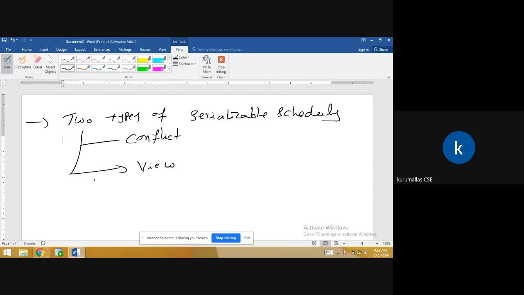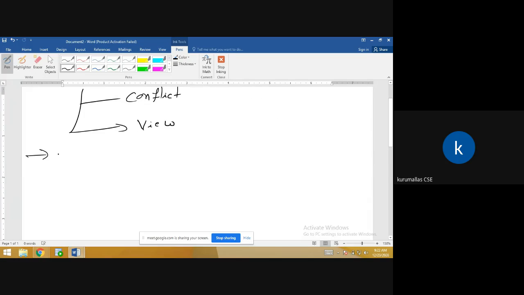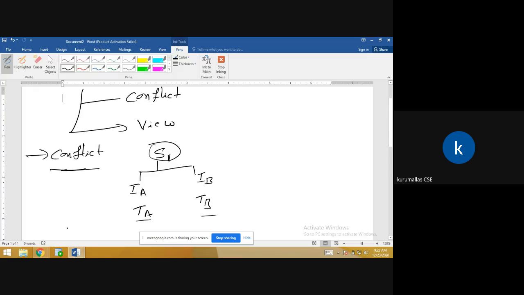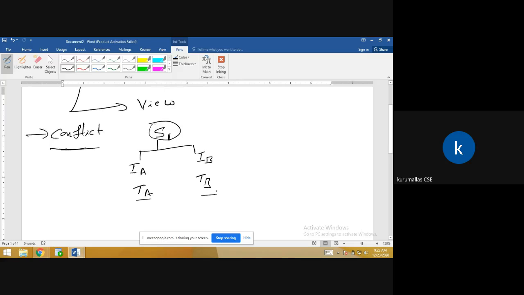So see here, the first one is conflict serializable. This is very, very important. Consider the schedule S1, one schedule consisting of two successive instructions, instruction IA and instruction IB. These belong to the transactions TA and TB respectively, and these two are happening in that schedule. Now, what is the problem while doing these TA and TB transactions? This is very, very important.